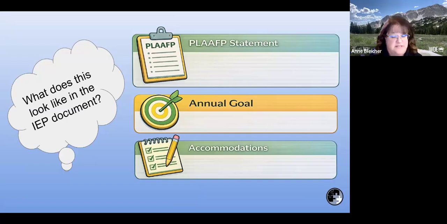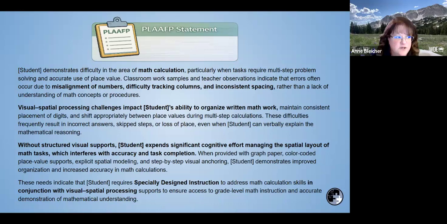And so then we move into what that looks like in an IEP document. Again, it's that golden thread. You have the PLAAFP statement, the annual goal, then it goes into accommodations. Let's say, for example, that the student has an identified deficit in math calculation, but they also have a visual spatial processing difficulty. The PLAAFP statement is going to tell you how that impacts them.